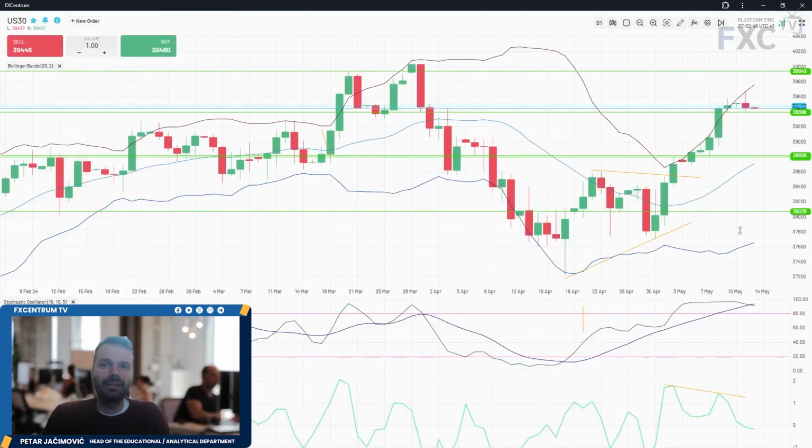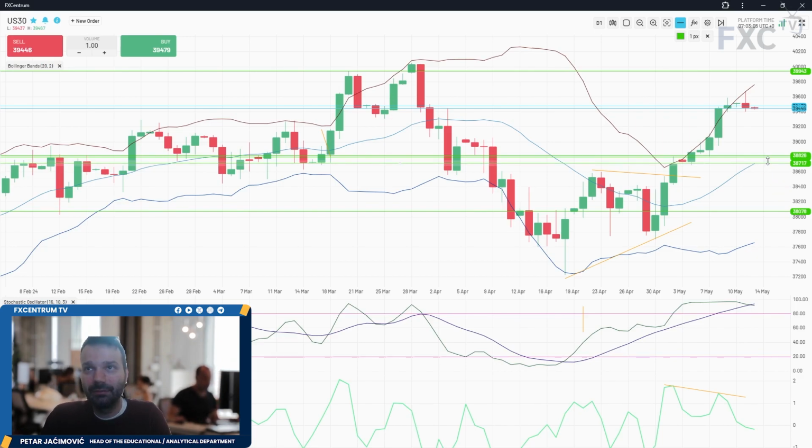US30 is pretty similar. We actually have a bear divergence on the rate of change. We have a fresh bear cross on the stochastic oscillator. We had quite a rejection of the upper Bollinger Band yesterday, so from my perspective there can be a chance for a retest of the middle Bollinger Band around, I'll say, 38,700, 38,800 mark.